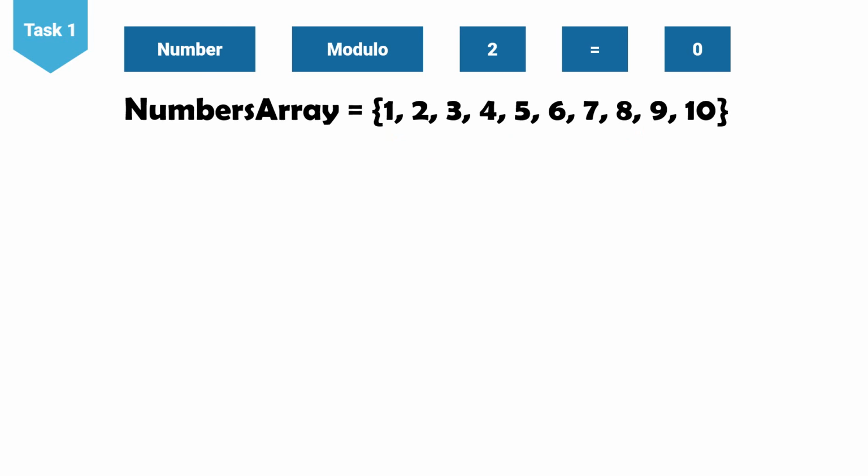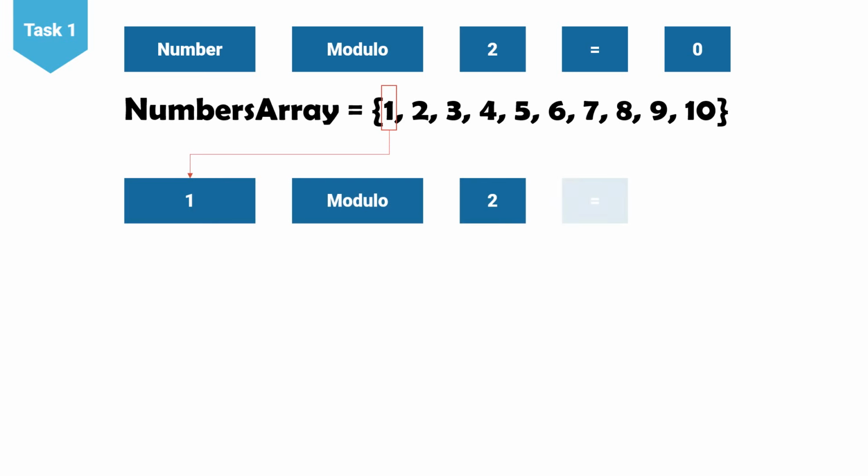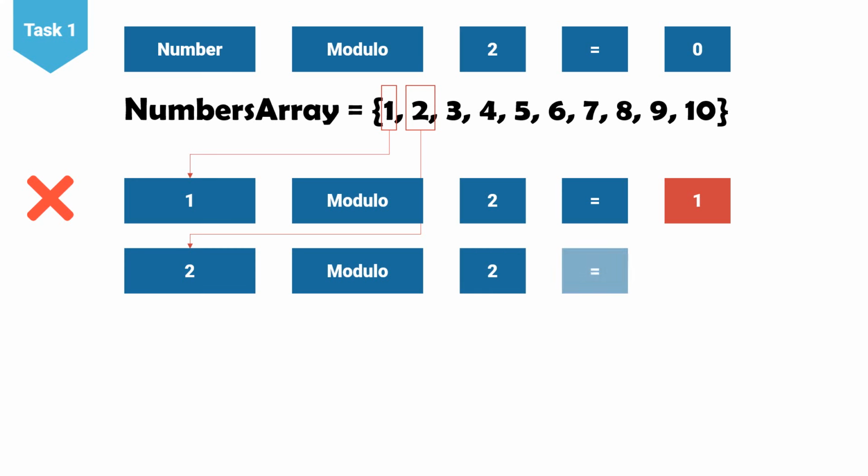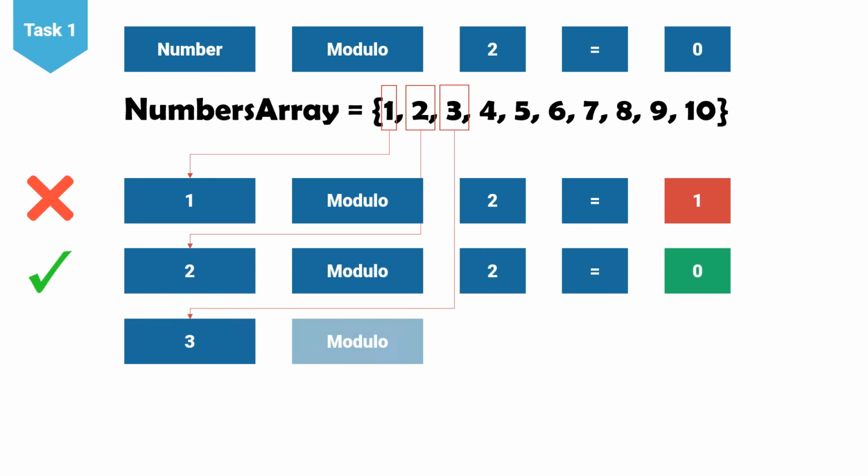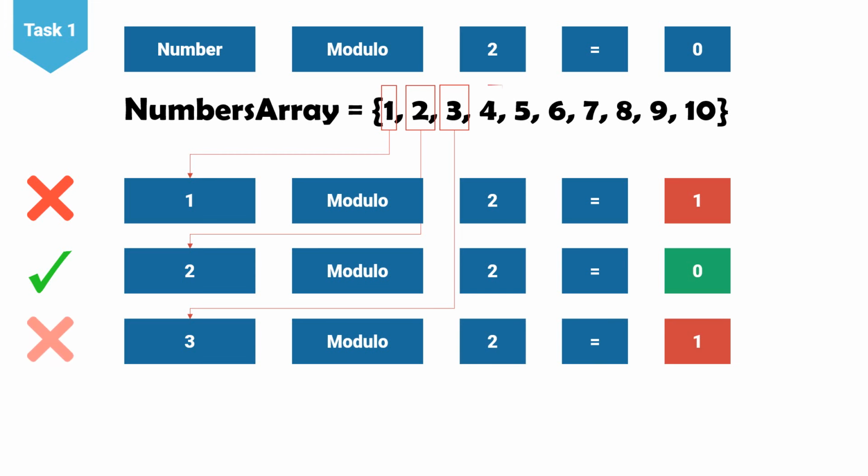For example, we start with the first number, it is number 1. 1 modulo 2 is equal to 1. So this number doesn't fulfill the condition, therefore this number should not be in the output. Let's try the next number. It is 2. 2 modulo 2 is equal to 0. So this number should be in the output. And so on we do for all the numbers in the array.